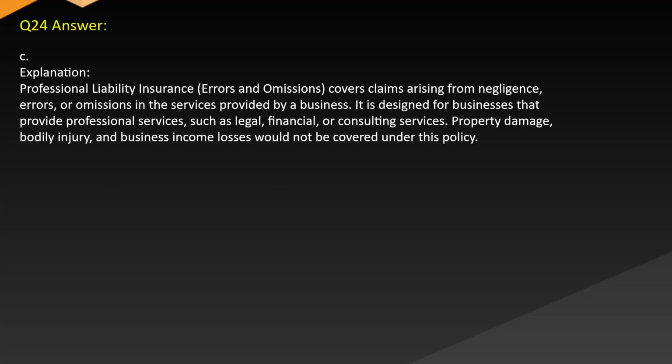Answer: C. Explanation: Professional liability insurance (errors and omissions) covers claims arising from negligence, errors, or omissions in the services provided by a business. It is designed for businesses that provide professional services such as legal, financial, or consulting services. Property damage, bodily injury, and business income losses would not be covered under this policy.